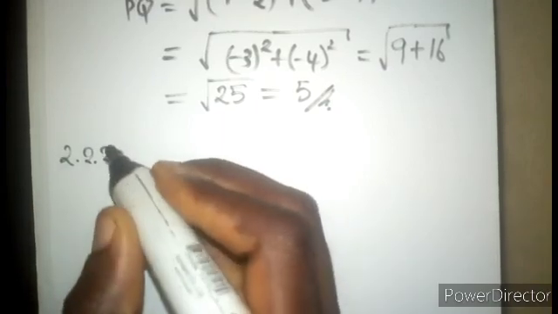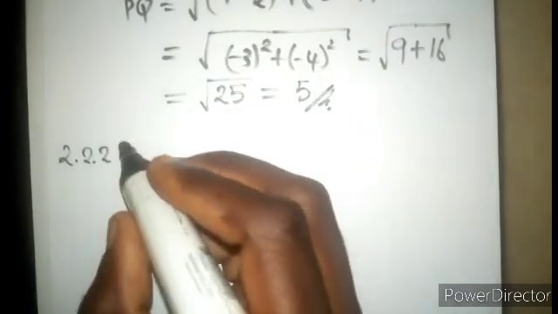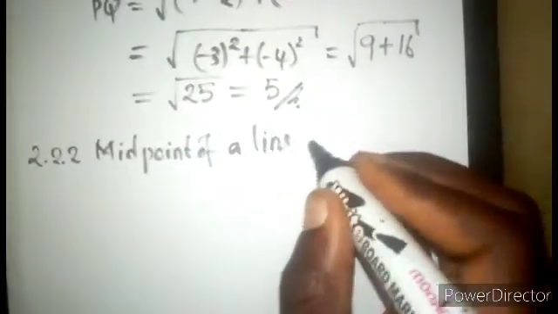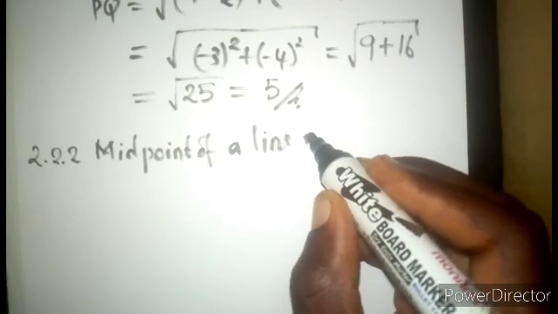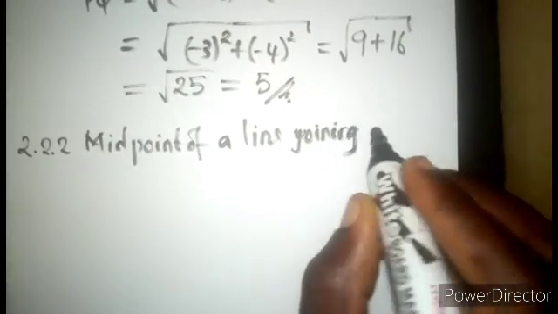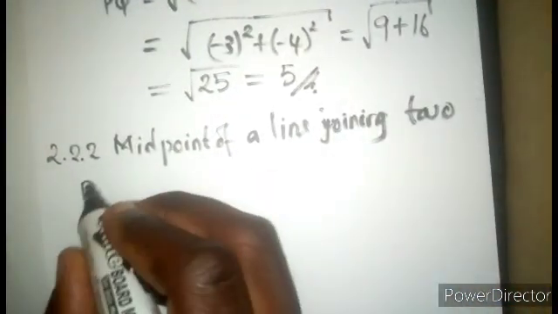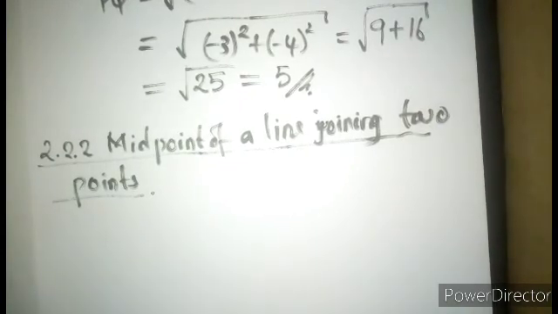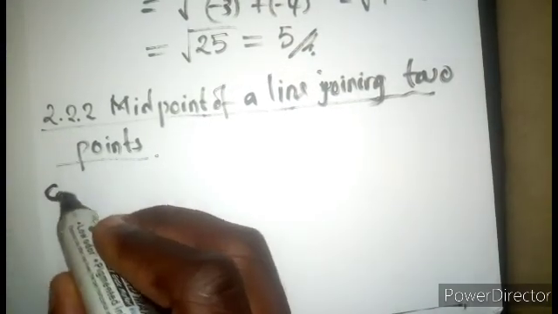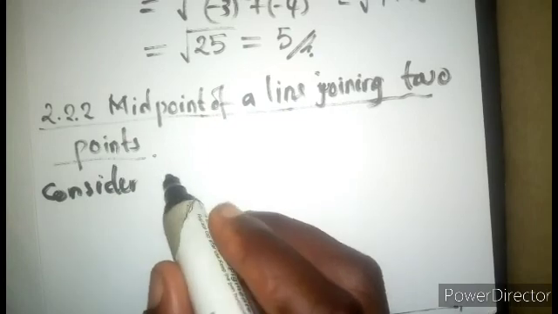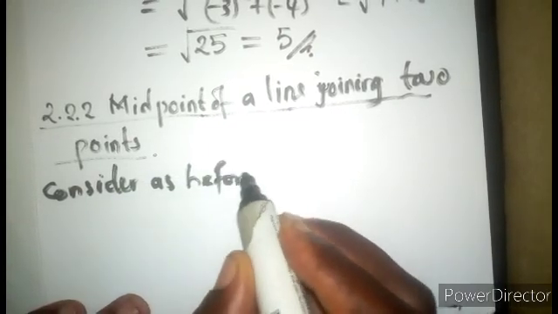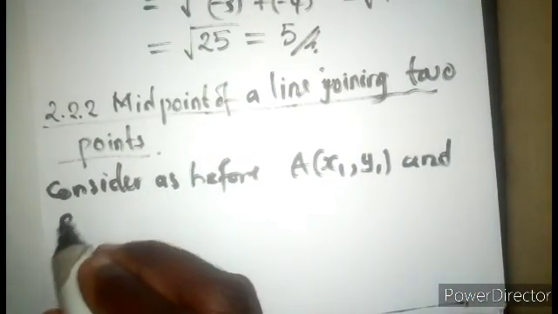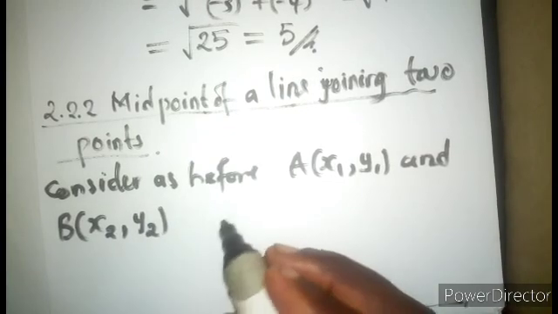So we're going to 2.2.2. We'll talk about the midpoint of a line joining two points. So we'll say consider, as before, A x1, y1 and B x2, y2.